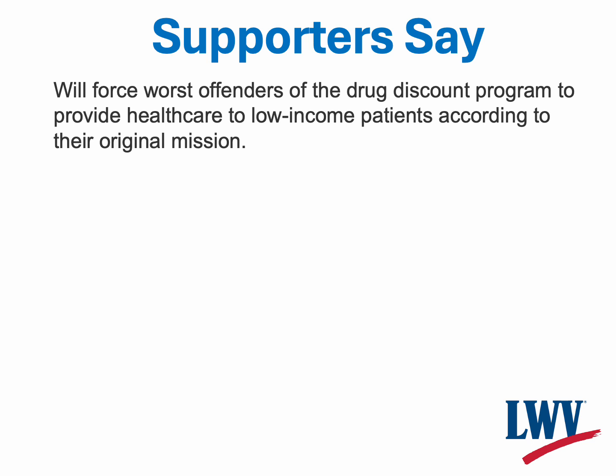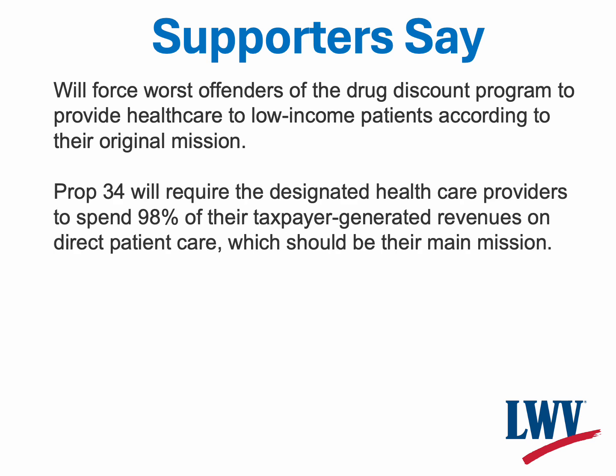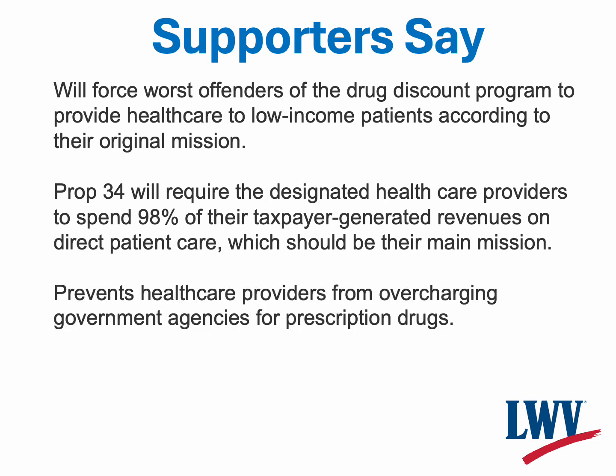Proponents of Proposition 34 say it's aimed at drug discount program offenders to make sure that their efforts are aimed at providing direct health care to people on low incomes, the very people they had promised to take care of, and sets a limit of 98% of all the money that they earn to be spent on patient care. And while they're at it, would be forcing them to stop overcharging government agencies for prescription drugs.